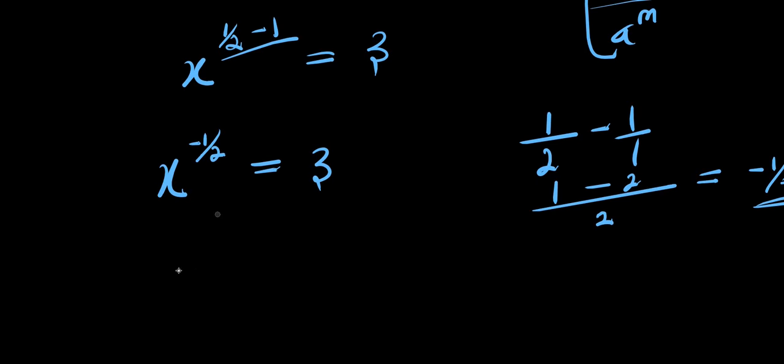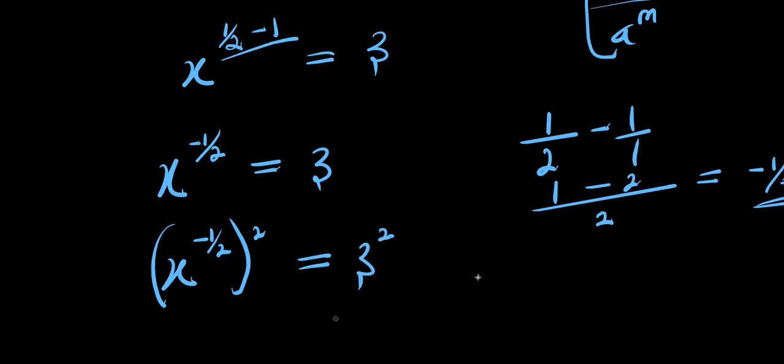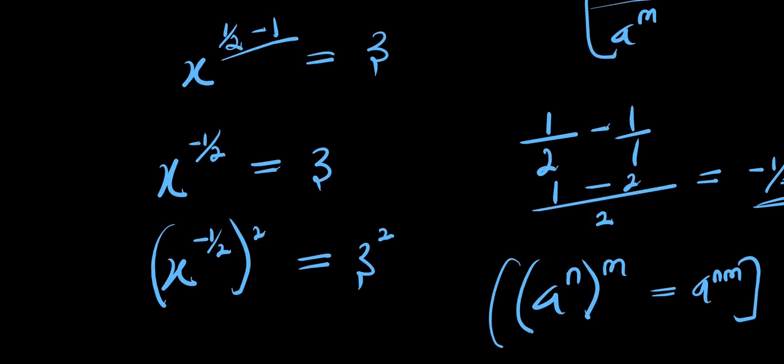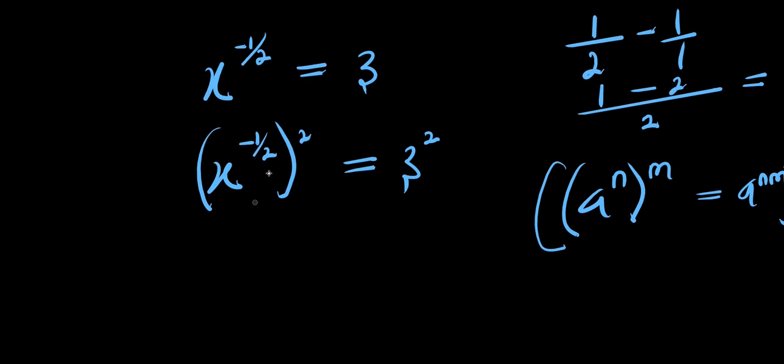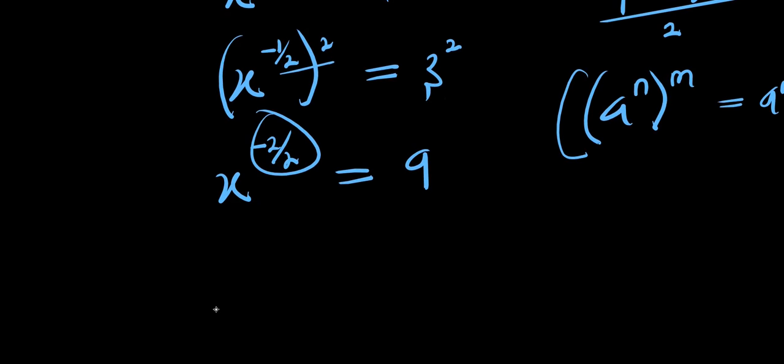I can decide to take the squares of x power negative 1 over 2. This is raised to the power of 2 equals 3. This is raised to the power of 2. So remember, if you have a power n raised to the power of n equals a power n times n. So applying that means I have negative 1 over 2 times 2, of x power is negative 2 over 2. And this is 3 power 2, that is 9. So negative 2 over 2 is negative 1. That means I'm going to have x power negative 1, and this equals 9.